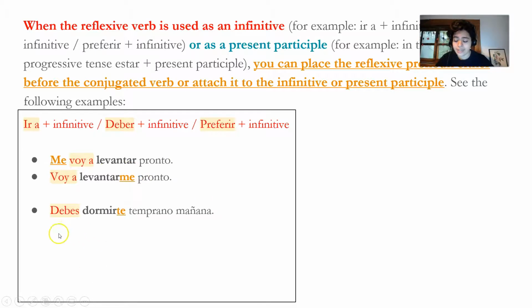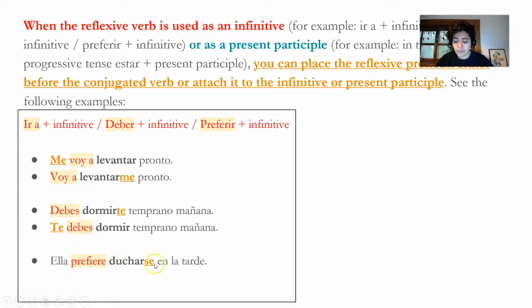Another example is, debes dormirte temprano mañana. You have to fall asleep early tomorrow. So you can either choose to put the reflexive pronoun attached to the infinitive or in front of the conjugated verb. Ella prefiere ducharse en la tarde. She prefers to shower in the afternoon.